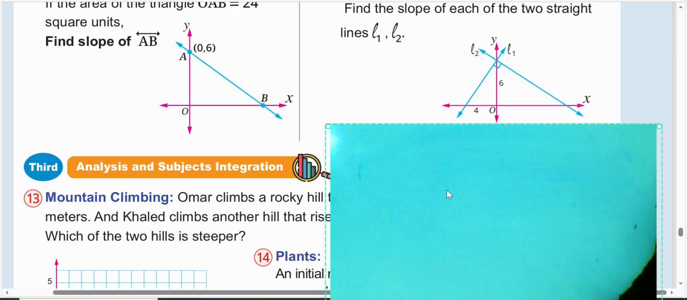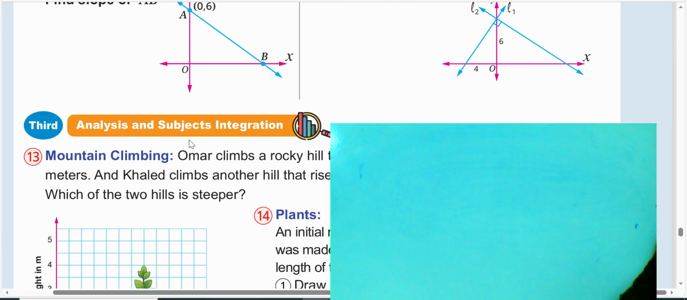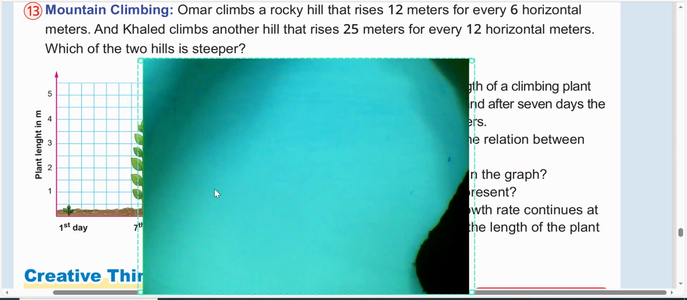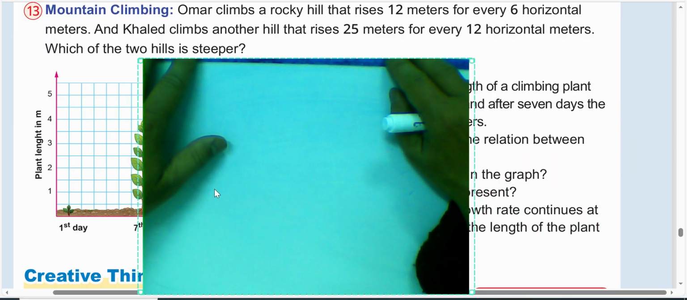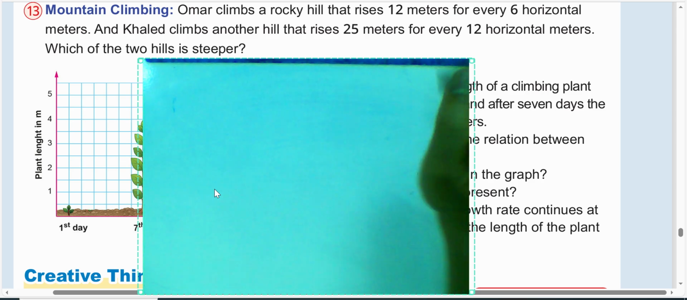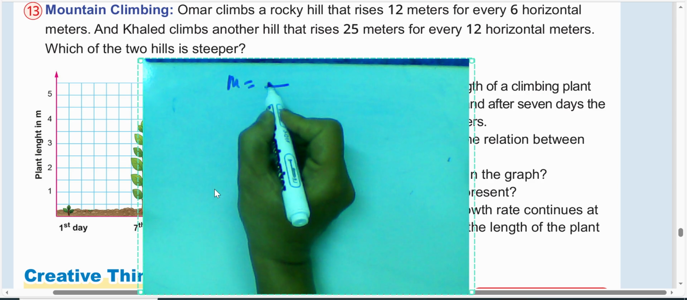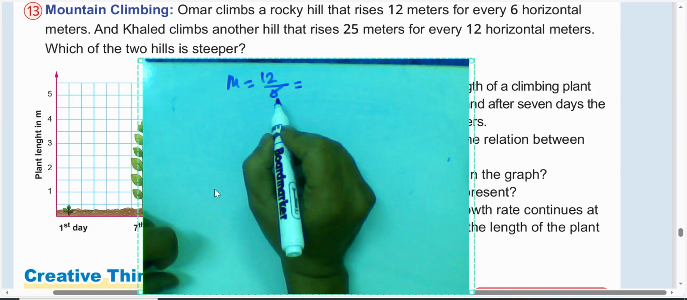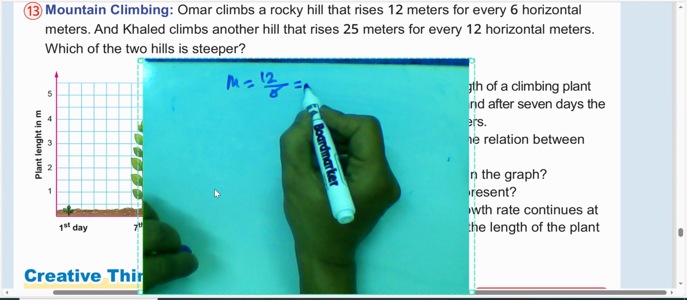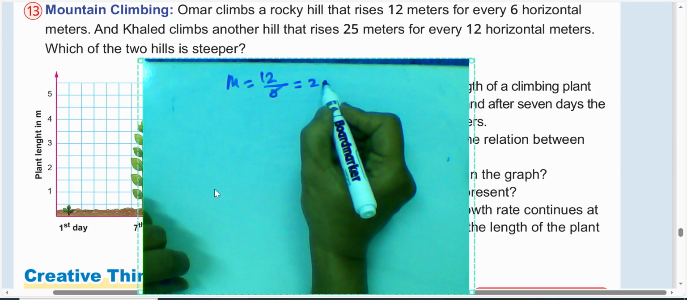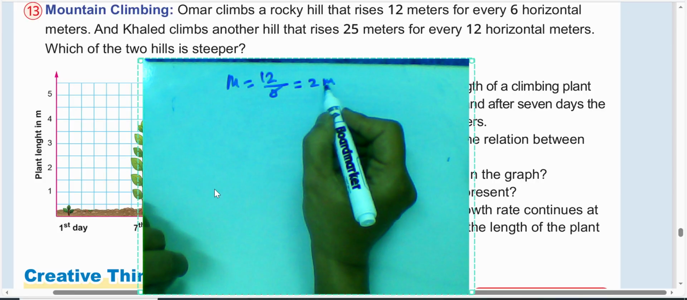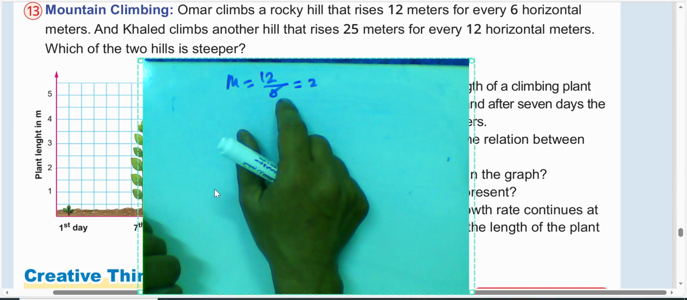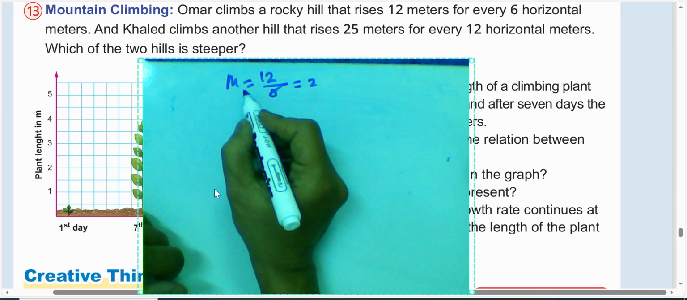Next question. Analyzing subject integration. Mountain climbing, like here. Omar climbs a rocky hill that rises 12 meters for every 6 horizontal. Slope equals 12 meters for every 6 horizontal, vertical over horizontal. And for Khalid, the slope here will be 2 meters up and down, 2 vertical over 1 horizontal. This is slope number 1.